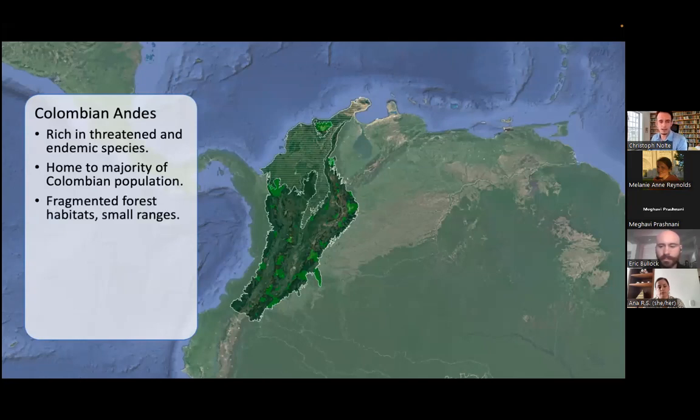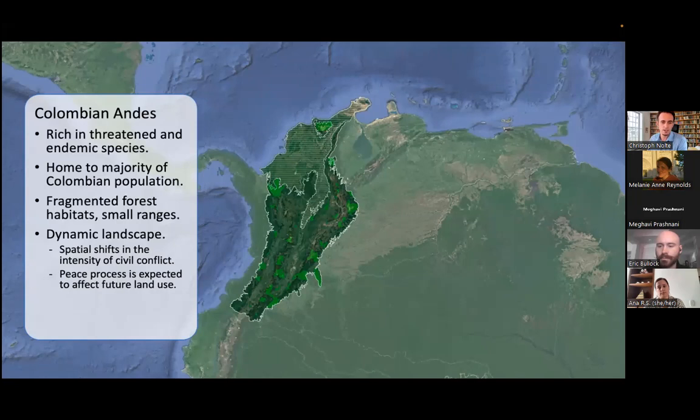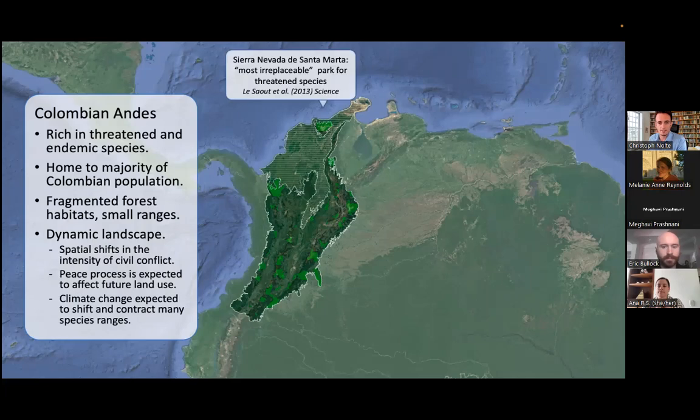Many of the forest habitats in that area are smaller and fragmented. We have many small-range species in that area. And the landscape is highly dynamic. We see spatial shifts in the intensity of civil conflict. The peace process varies a little bit over time, but is expected to affect future land use. We see those changes already. Climate change is expected to shift and contract many species ranges.